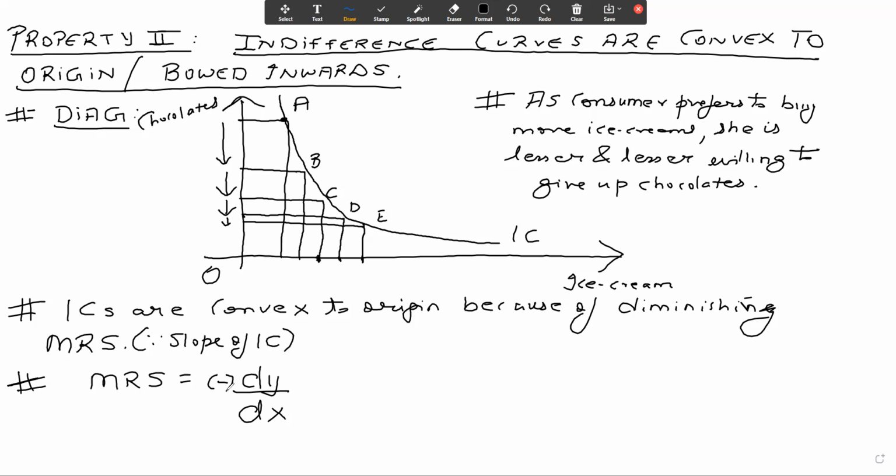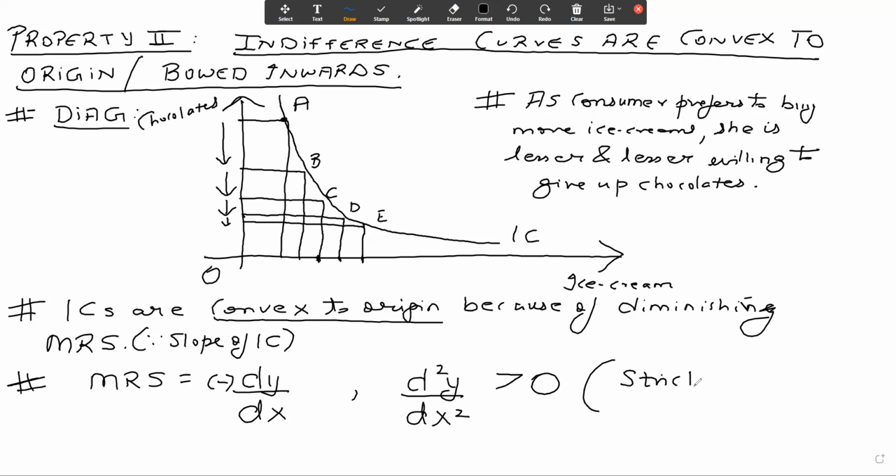Now, when I say that they are convex to the origin, it means that if you work out d square y by dx square, it is going to be strictly greater than 0. This is the condition for strict convexity. Indifference curves will be strictly convex if d square y by dx square is strictly greater than 0.